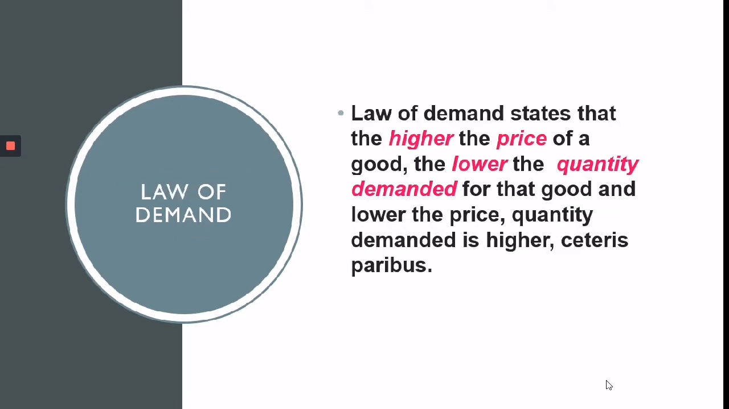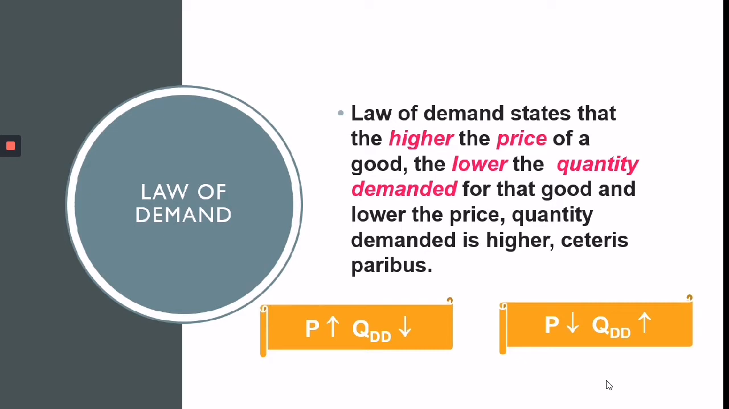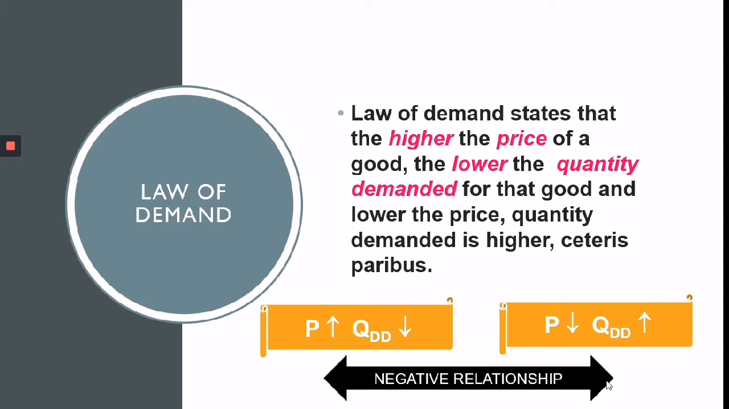What is the law of demand? The law of demand states that the higher the price of a good, the lower the quantity demanded for that good, and the lower the price, the higher the quantity demanded, ceteris paribus. For example, if the price of chicken decreases, the quantity demanded for chicken will increase. The consumer will prefer to buy more chicken when it is cheaper. At the same time, a consumer's purchasing power increases since he or she can save more money when the price of chicken falls.